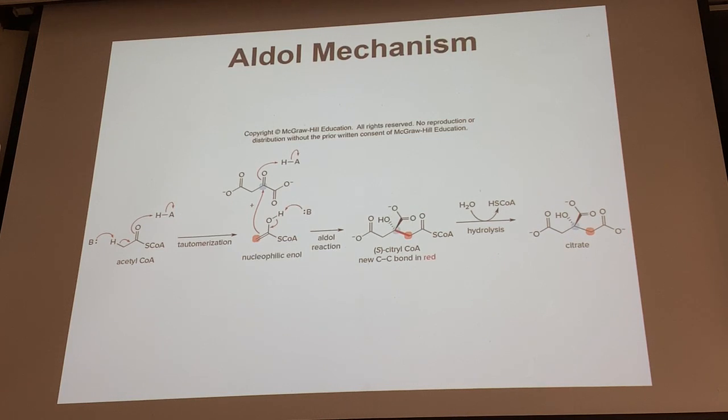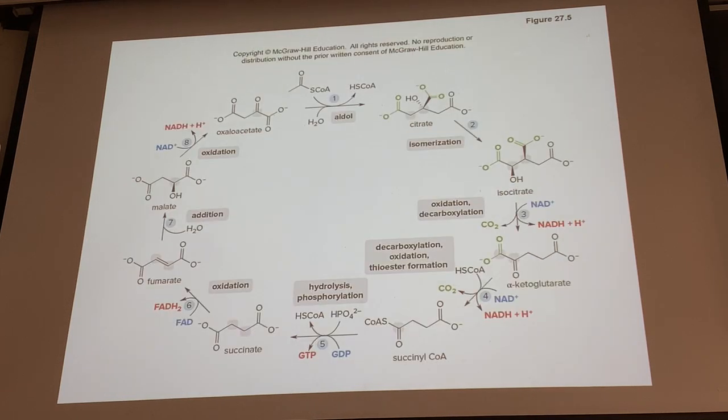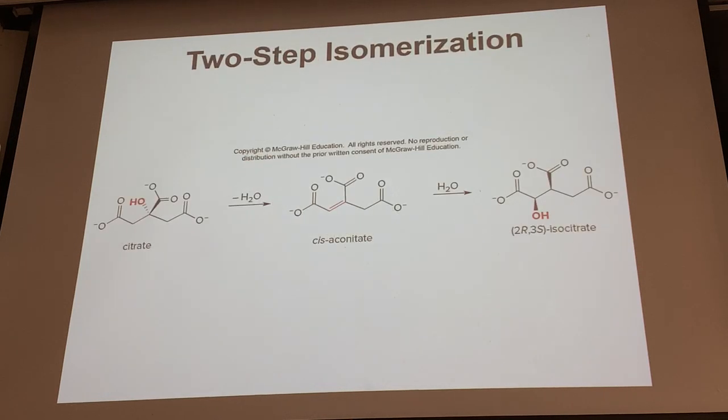Okay, so then the next step in the process is going to be an isomerization where we're going to move the position of an OH group. So this is going to be different from our earlier isomerizations. We've seen moving the position of a carbonyl. We've seen moving a phosphate. This is a new one. We're going to be moving the position of an OH group. And this is pretty neat how this occurs. It's going to have two parts to it. We're going to dehydrate this OH.